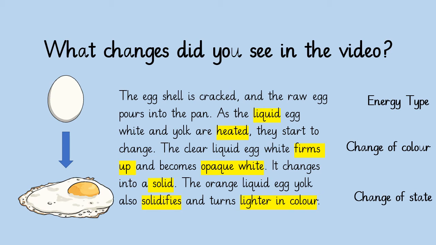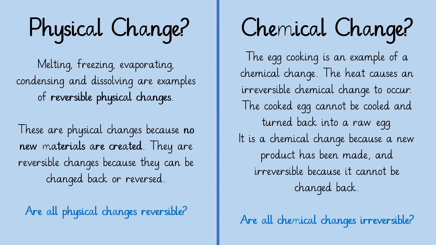The clear liquid egg white firms up. That is a change of state again. That's becoming a solid, and becomes opaque white. Well, there's a change of colour. It changes into a solid. That's another change of state. The orange liquid egg yolk also solidifies, change of state, and turns lighter in colour, change of colour. So we can see there that in our chemical reaction there were lots of changes of colour and lots of changes of state. So what's the difference between a physical change and a chemical change?